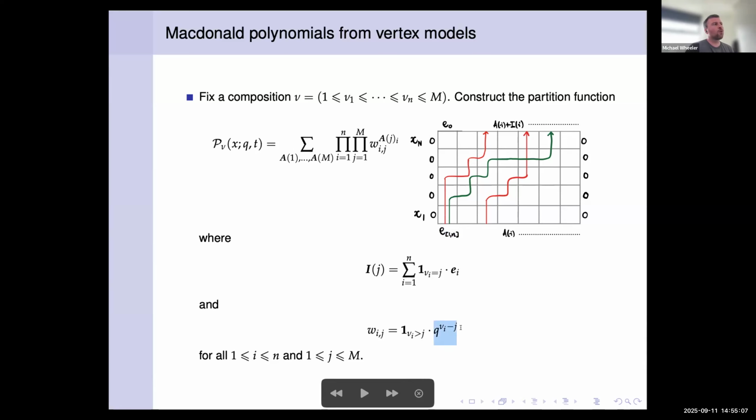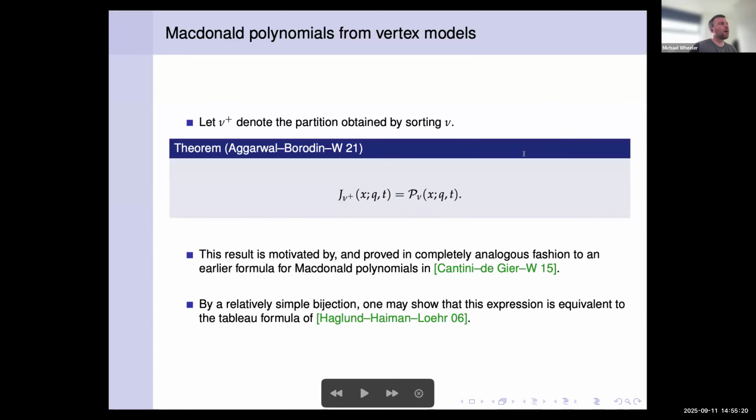So the Q is a kind of winding fugacity of the model. And the claim is that if you go ahead and compute the partition function of this model with these particular boundary conditions, this is actually equal to the integral Macdonald polynomial that I defined earlier. So this is a result that we obtained in this paper from 2021 with Amol Agarwal and Alexei Borodin.